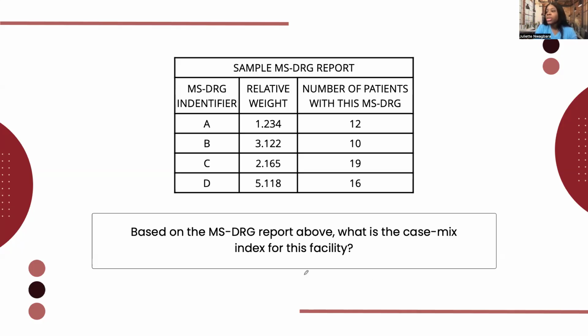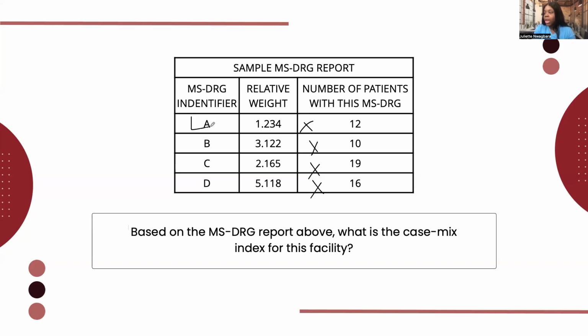So it's asking me in this question, based on the MS-DRG report above, what is the case mix index for this facility? They give you the identifiers, they give you the weight, and they give you the number of patients that has each of these MS-DRGs. So to solve this problem, I'm just going to use my pen here, and I'm going to make this quick because we have not a whole lot of time left, but you are going to multiply your relative weight.